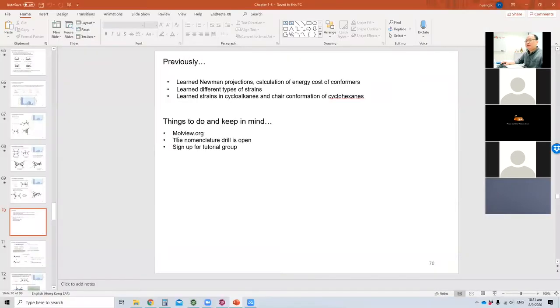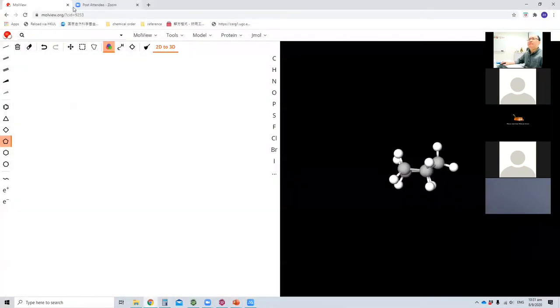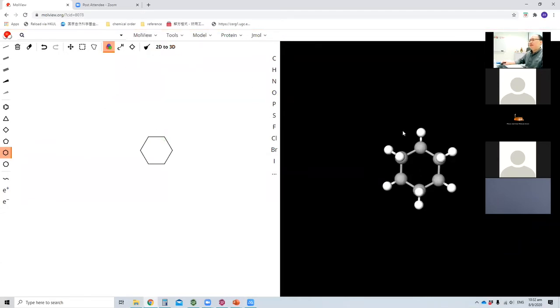So you can visit moreview.org, okay? And let me show you here. Basically, it's a simplified version of the software I used during the presentation. For example, if you draw a 6-membered ring and click 2D to 3D, the website can show you the 3D structures.